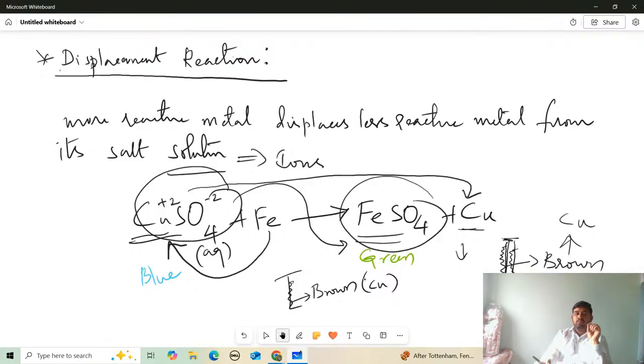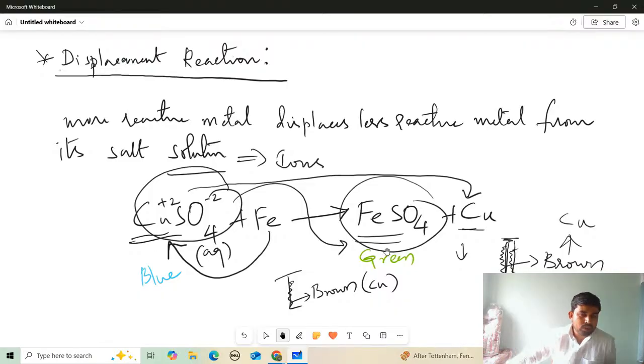Blue is the color of copper sulfate. When we are adding iron, iron sulfate is formed. That can be confirmed by blue color turning into green color. That green color represents formation of FeSO4. Upon the iron nail, there is a brown color coating due to copper. Copper is going to deposit upon the iron.